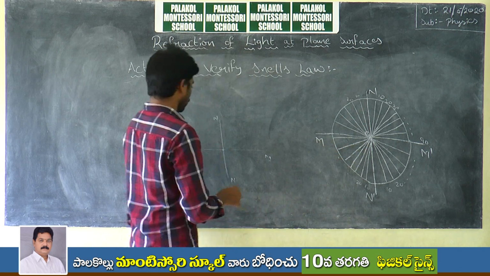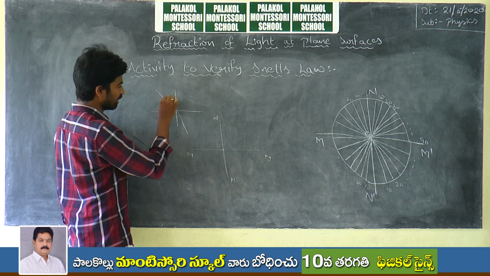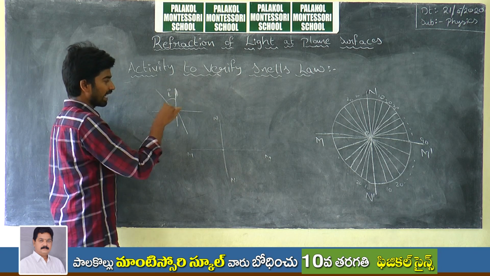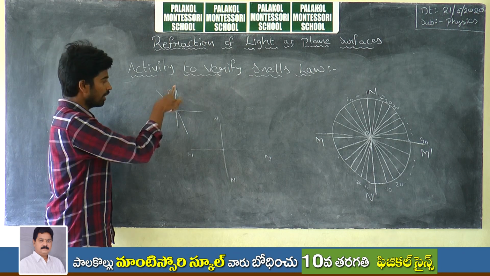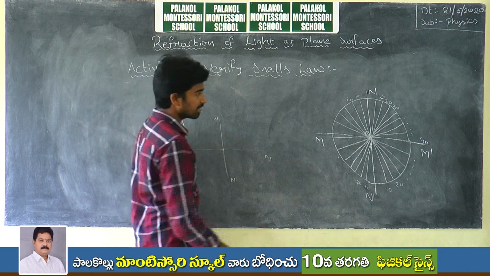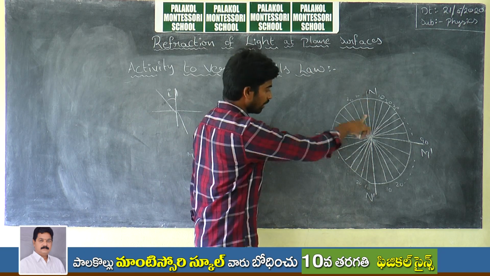Because we will measure the refraction angle or incident angle from the normal line. We will measure the refracted angles and incident angles with the normal line, and hence just denote these angles with the normal line. This is the normal line.